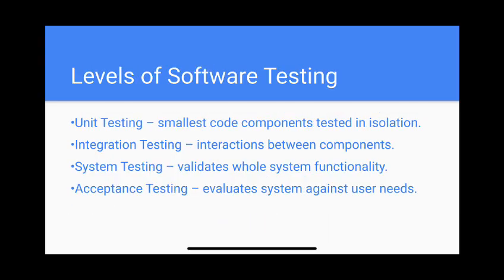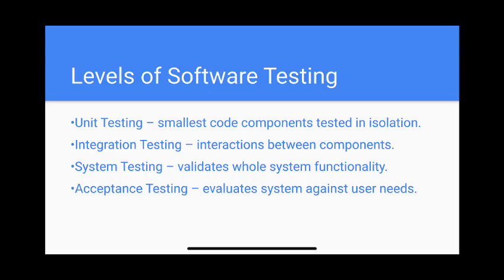The 4 levels of software testing are unit testing, integration testing, system testing, and acceptance testing. Unit testing is where the smallest component of code is tested in isolation. This helps ensure that each part of the code works correctly on its own. Next is integration testing, which checks how different components work together. Even if individual units are correct, they can still fail when combined. So this level is essential for finding interface issues or data mismatches.